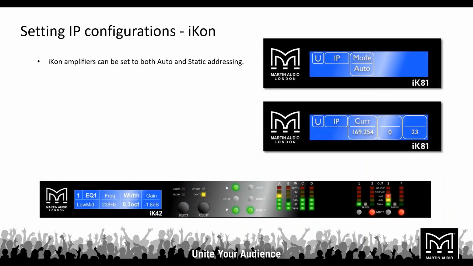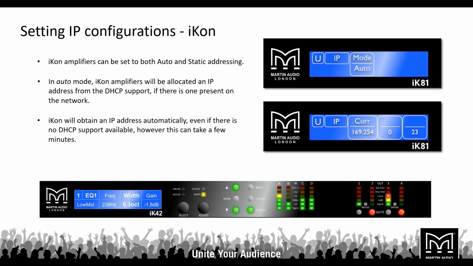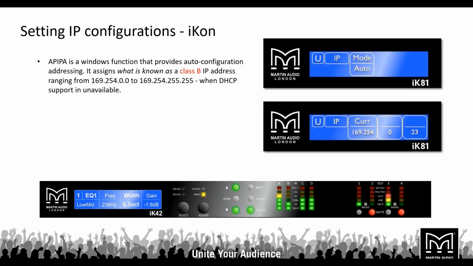So as I mentioned, we can set iKon amplifiers to both an automatic and static IP address. By default, they are auto. So in auto mode, iKons will be allocated an IP address from DHCP if there's one present on the network. If not, they will obtain an IP address automatically. This can take a few minutes, however. And this protocol is called APIPA, or Automatic Private IP Addressing. So this is a Windows function that provides auto configuration addressing.